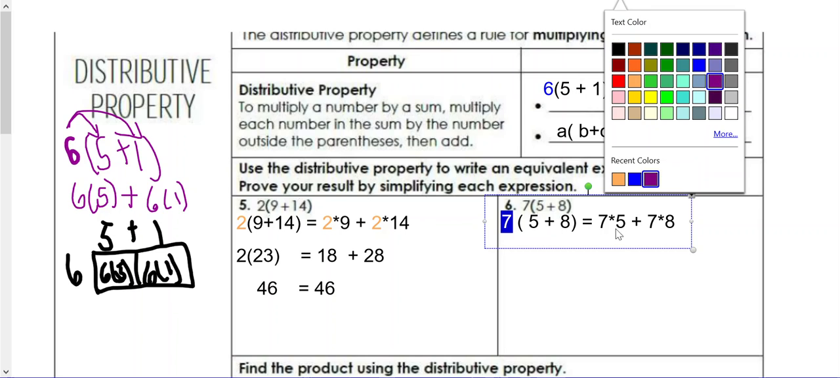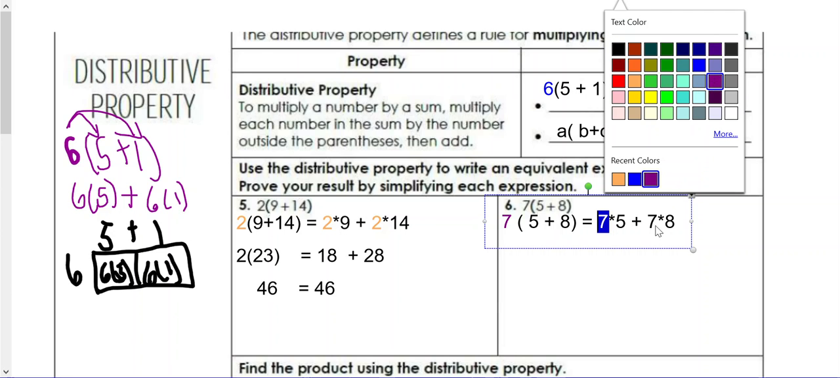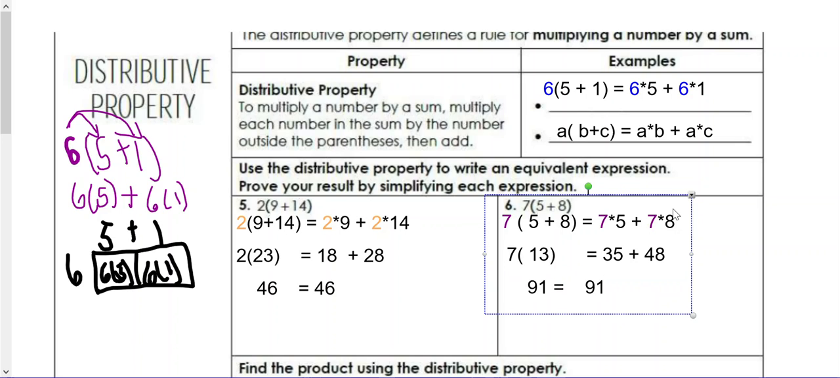I'm going to do it in a different color. Again, if you want a colored pencil or something to do it on your own so you can see what's happening, that is helpful. Okay, so there we go. Now we just do what happens. So it's going to be 7 times 13 equals 35 plus 56. Well, 7 times 13 can be a little bit tricky, but that's going to be 91, equals 91. And so you can see how it works.